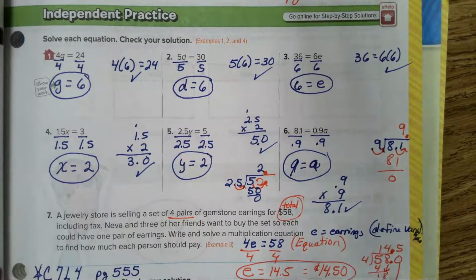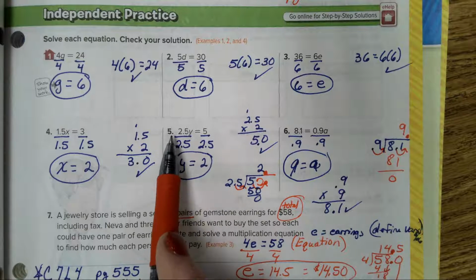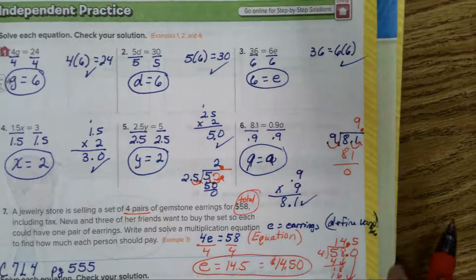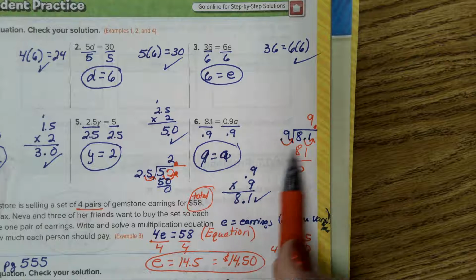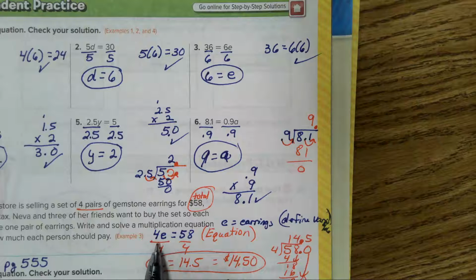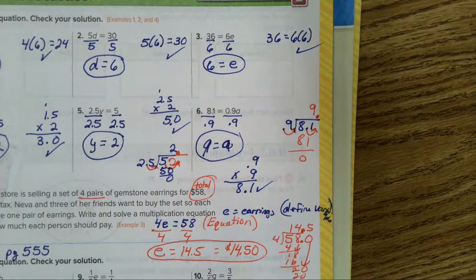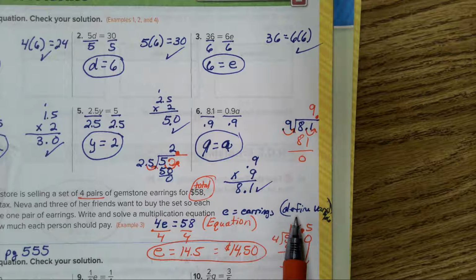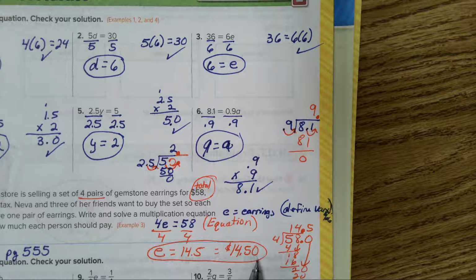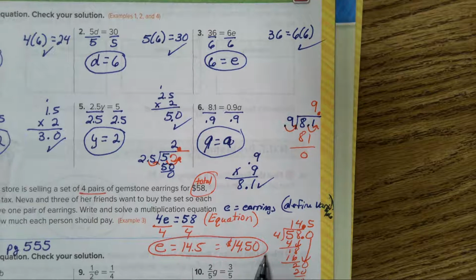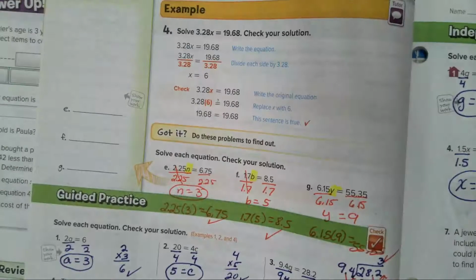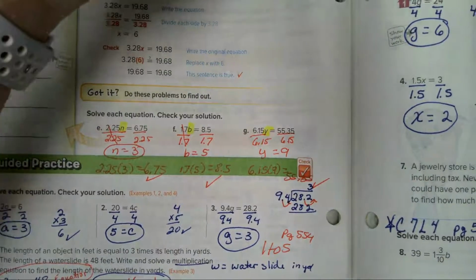Number 5, show dividing both sides by 2 and 5/10. This line means to divide, and you get Y equals 2, check step. Divide each problem by 9/10. You end up with 9 and your check step. In number 7, your equation, you should have 4 times E equals 58 as your equation. I define my variable as E equals earrings. And the solution to the equation is $14.50.